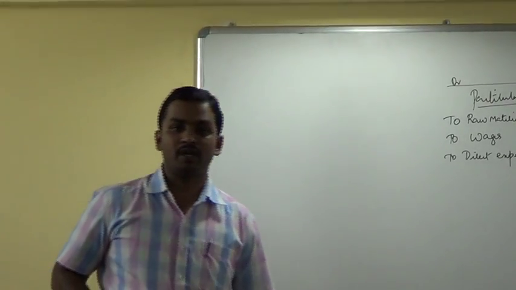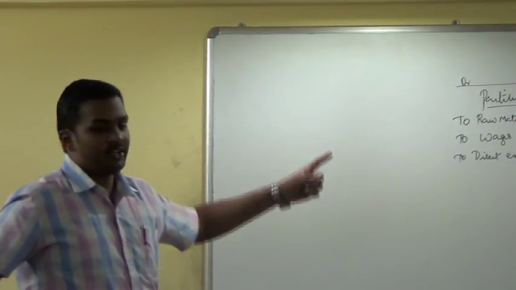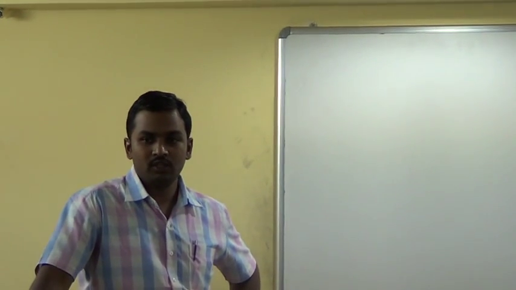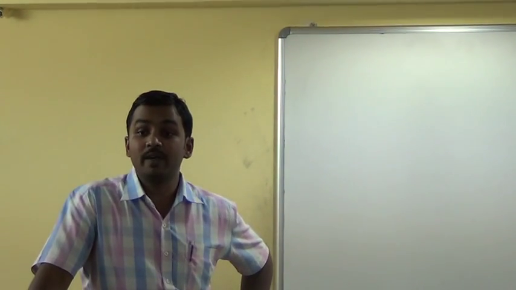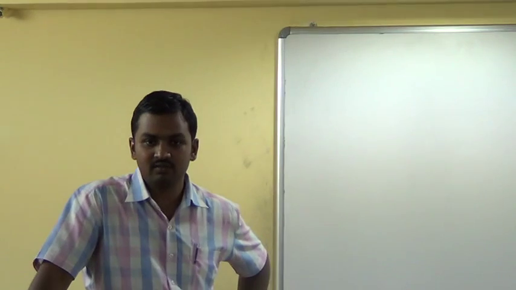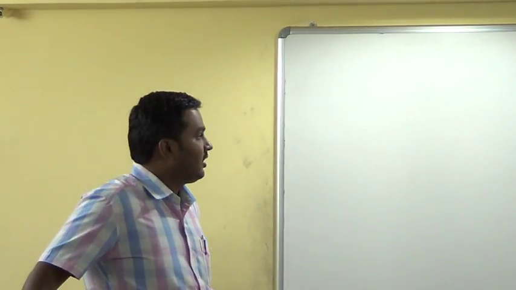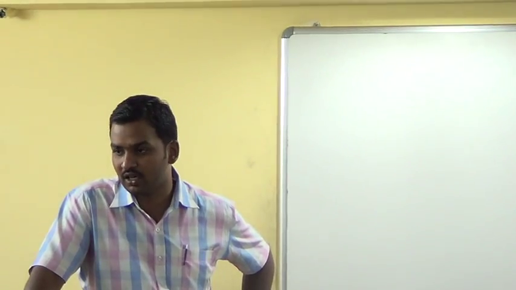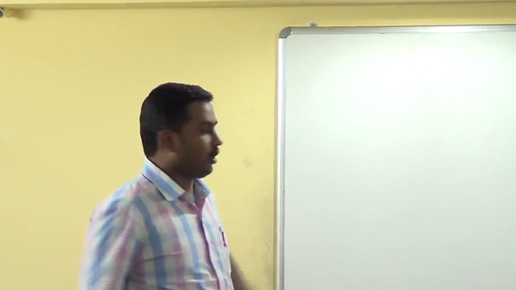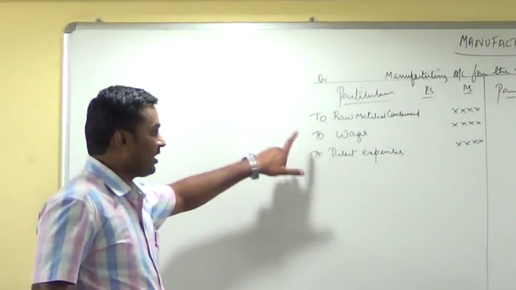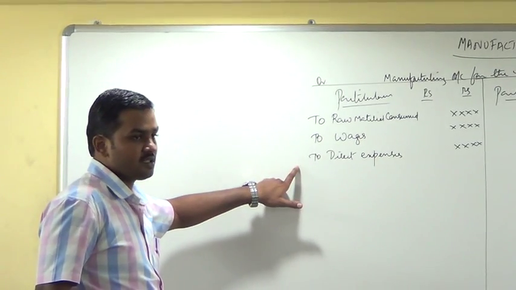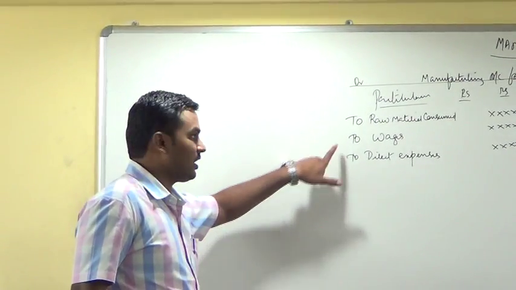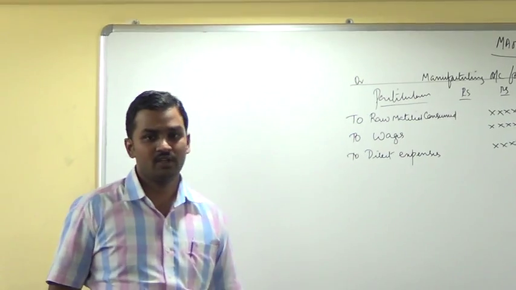So what are we going to debit to the manufacturing account? The value of raw material consumed, the amount of wages paid to the workers working in the factory, labor working in the factory, that expense incurred to make the goods. They will all be debited to the manufacturing account. Okay. We also call them as direct raw material, direct wages, direct expenses. Why are they called as direct raw material, direct wages and direct expenses?